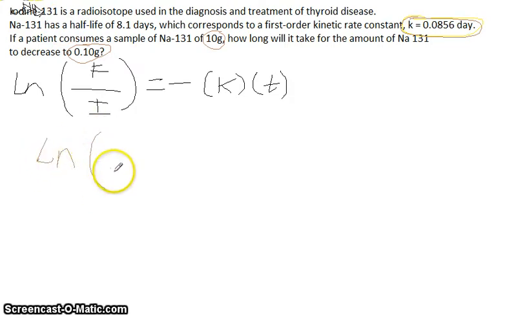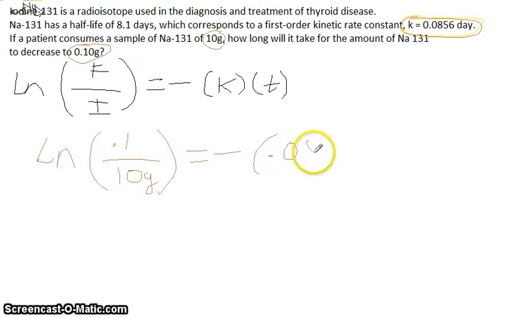The natural log of the final amount, or 0.1 grams, over the initial amount, or 10 grams, is equal to the negative kinetic rate constant of 0.0856 per day times the amount of time, which will be in days. Because our first-order kinetic rate constant was in days, the time that we find will also be in days. So don't forget the variables and units when you plug these into the equation.